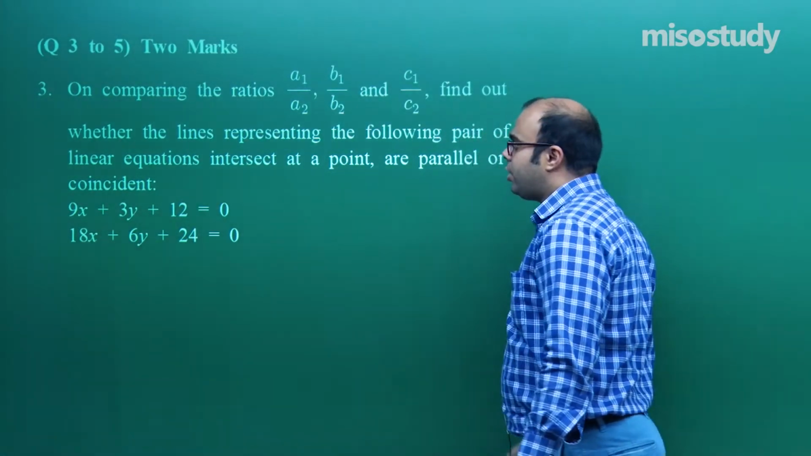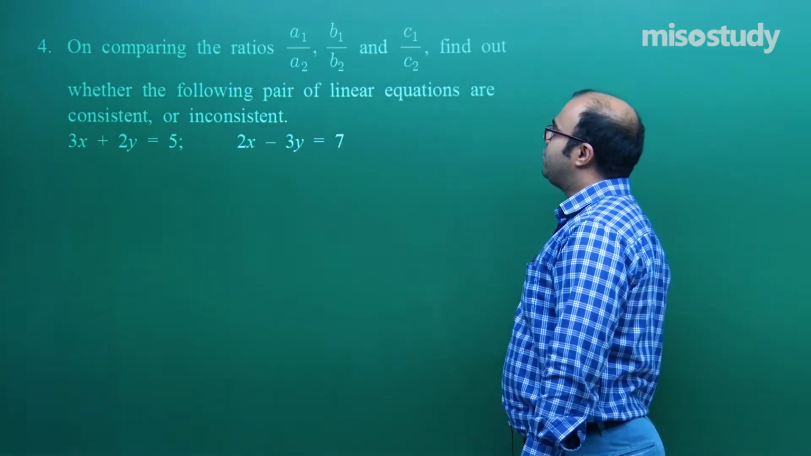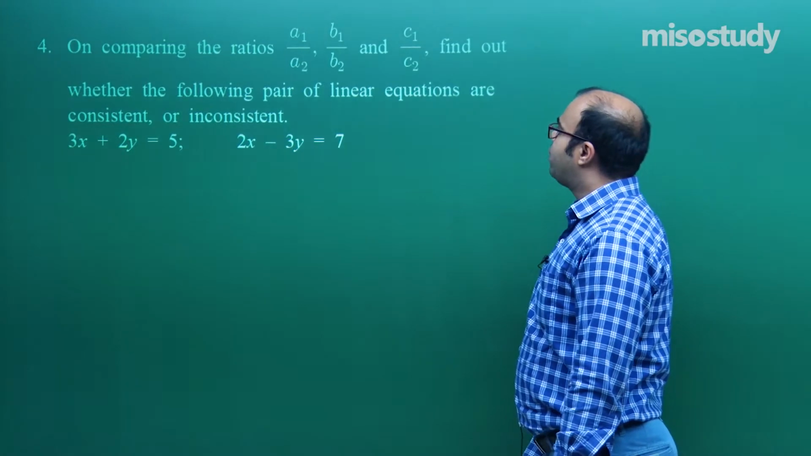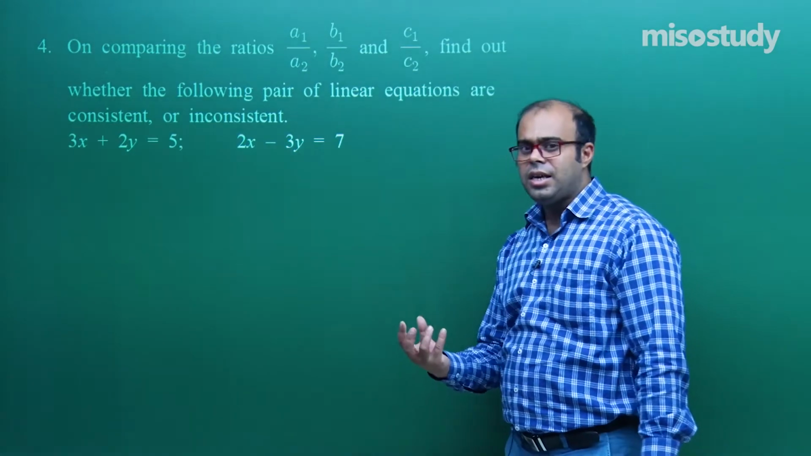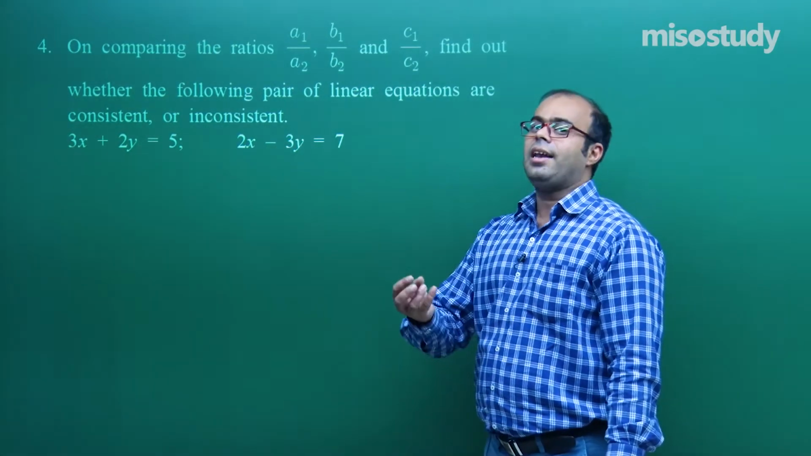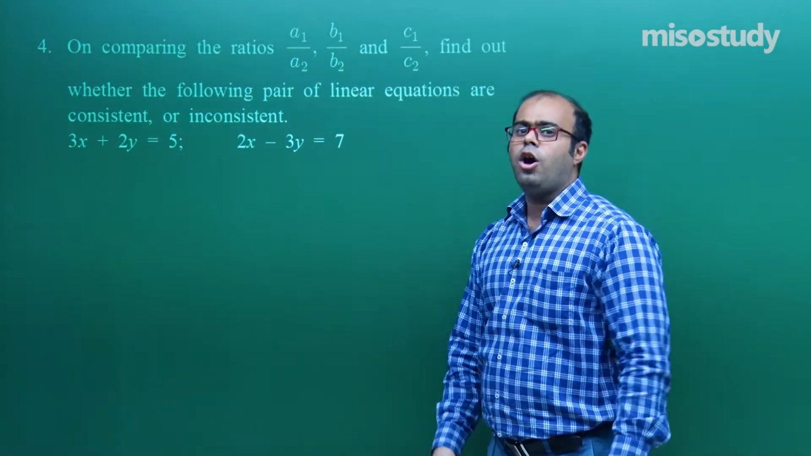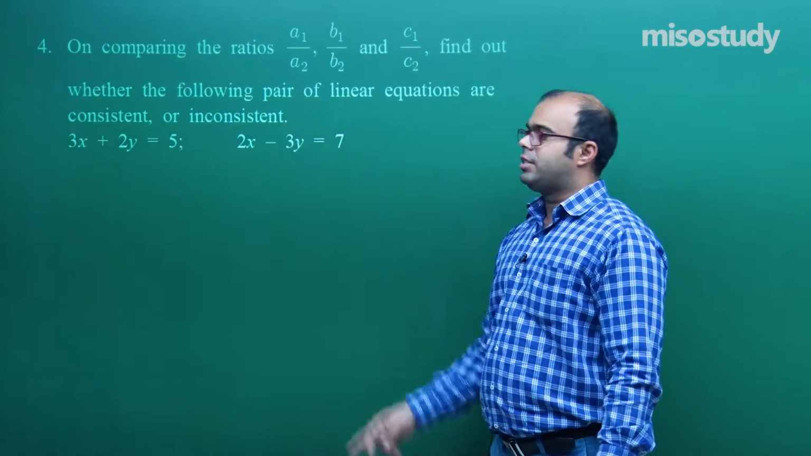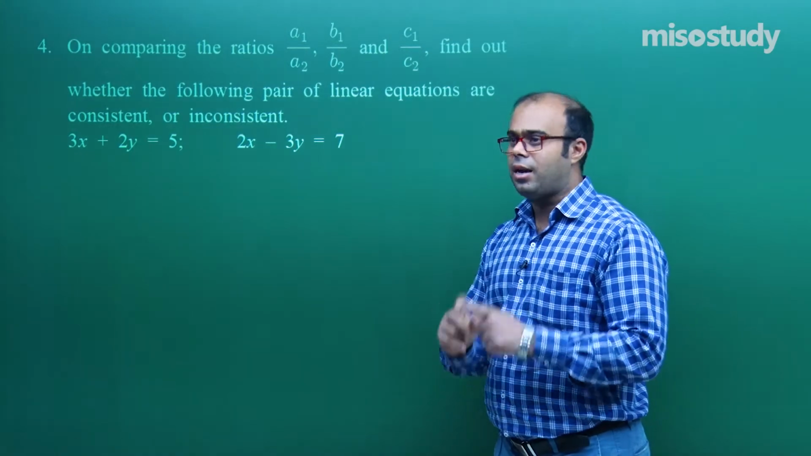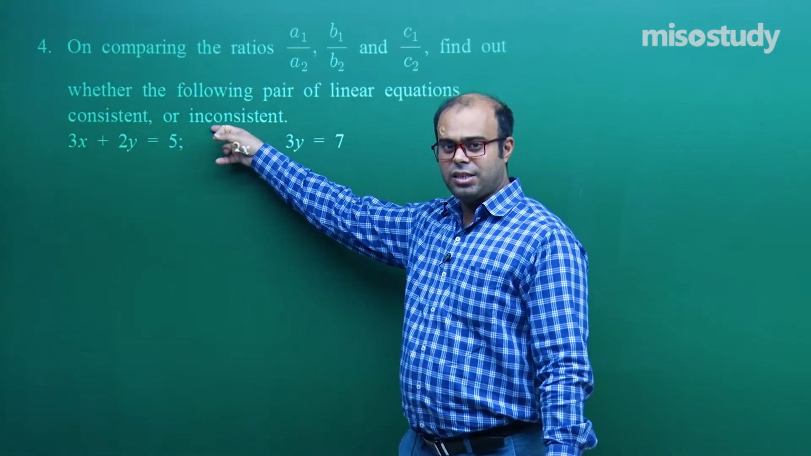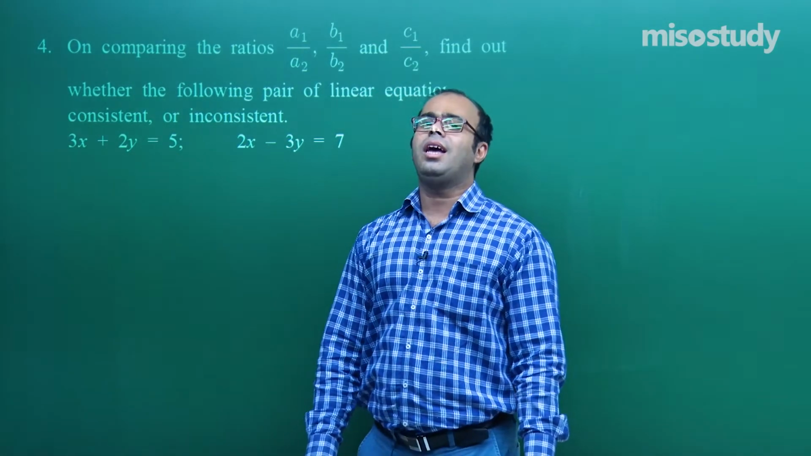Let us come to another question. This says, on comparing the ratios a1/a2, b1/b2 and c1/c2, find out whether the following pair of linear equations are consistent or inconsistent. So what do we mean by consistent? That it consists of a solution. It can have a unique solution, it can have infinite solutions. That means it can intersect at a point or it can be coincident. Or inconsistent. What is inconsistent? That means it does not have any solution, which means the lines are parallel. So this includes one condition, that lines are parallel. This includes 2 conditions, that lines are intersecting at a point or they are coincident.